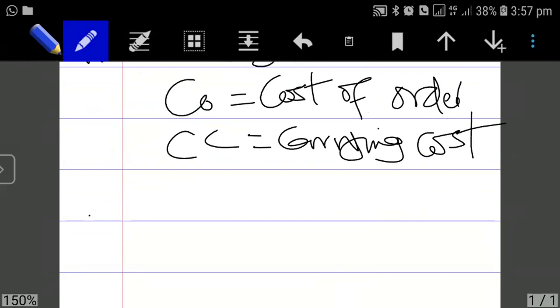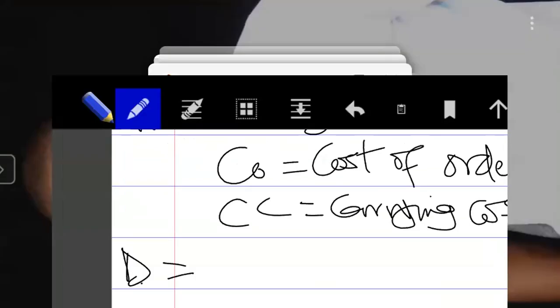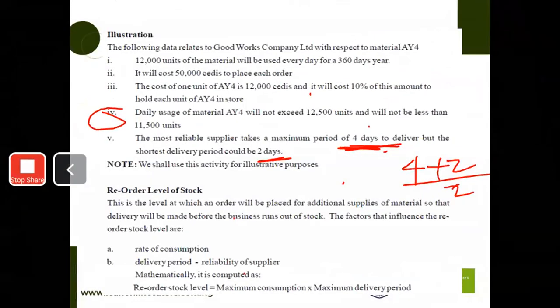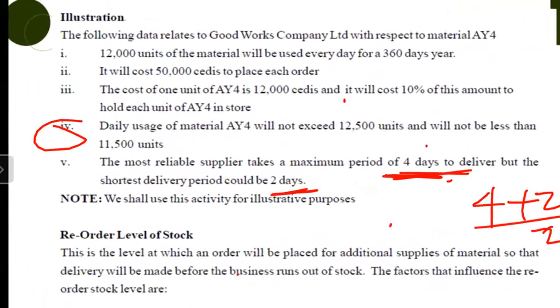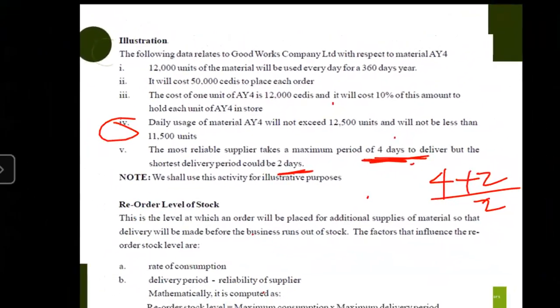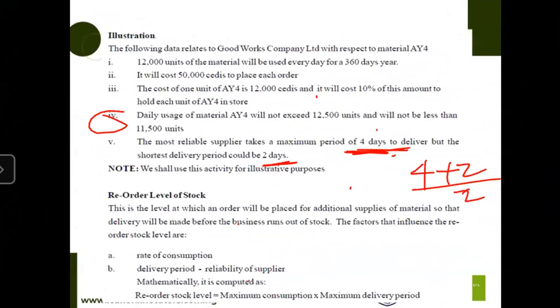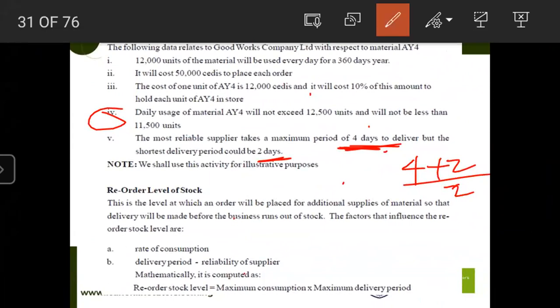You now break it down. D, which is annual demand, includes what? Let us go back. 12,000 units of material will be used every day for 360 days per year. That is, annual demand will be 12,000 multiplied by 360. And how much are we placing an order? It will cost 50,000 naira to place an order. That is 50,000 naira per order.